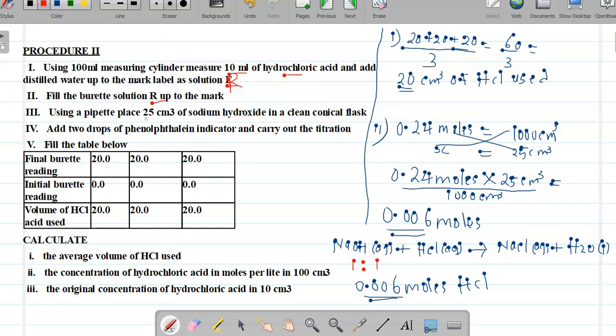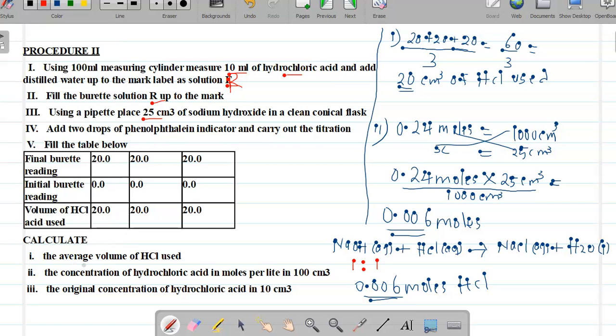Then using a pipette, you place 25 centimeter cube of sodium hydroxide solution in a clean conical flask. Then you add 2 drops of phenolphthalein indicator. Then you carry out the titration. Then you fill the table. Now when you fill the table, here you are reacting hydrochloric acid and the base, whereas the first procedure was reacting the organic acid and the base.